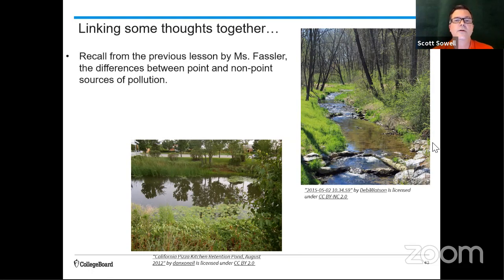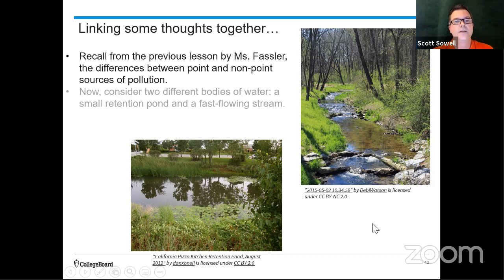So I want you to remember, again, Ms. Fassler the other day talking about point versus non-point. Now I want you to consider two different bodies of water. So you've got this small retention pond down here. So this is a non-flowing body of water. And then you've got this fast flowing stream.